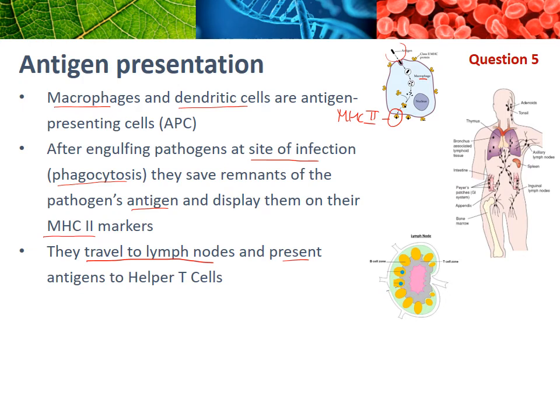So let's say we're down in the leg here. That's the stab wound. The macrophage there had engulfed the bit of bacteria. It saved some of that antigen. That macrophage now has traveled up here through the lymphatic system to a lymph node, which is what we can see here. We've got our lymph node.